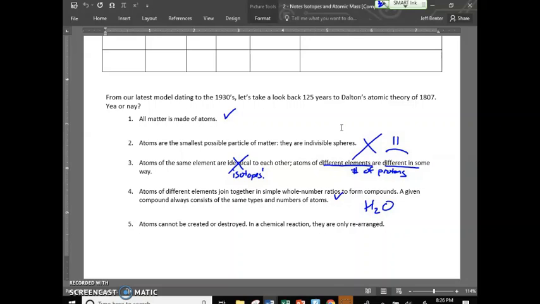And lastly, atoms cannot be created or destroyed in a reaction, only rearranged. Definitely only rearranged in a reaction, that's true. Atoms can be destroyed in terms of radioactive and nuclear chemistry, but we're going to ignore that. So we're going to go ahead and say that sure, that's true too.